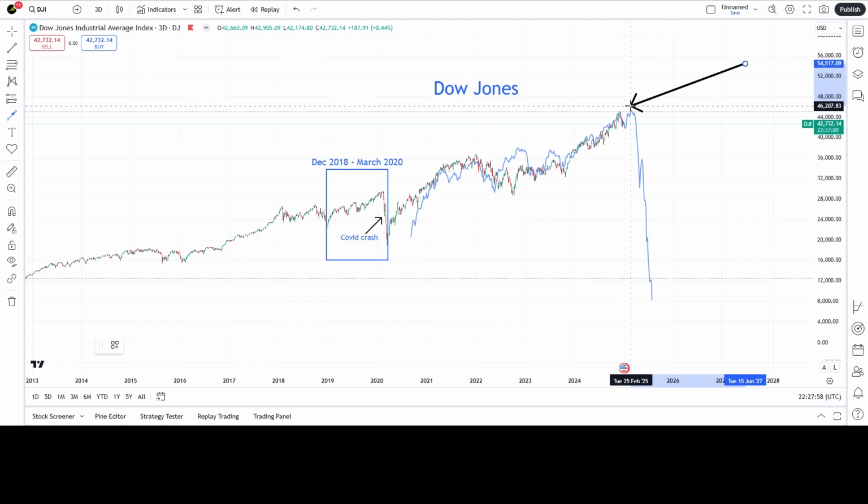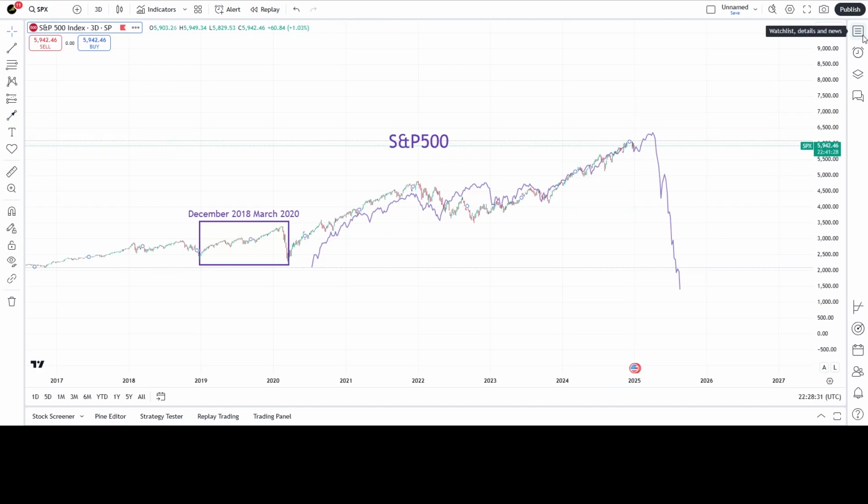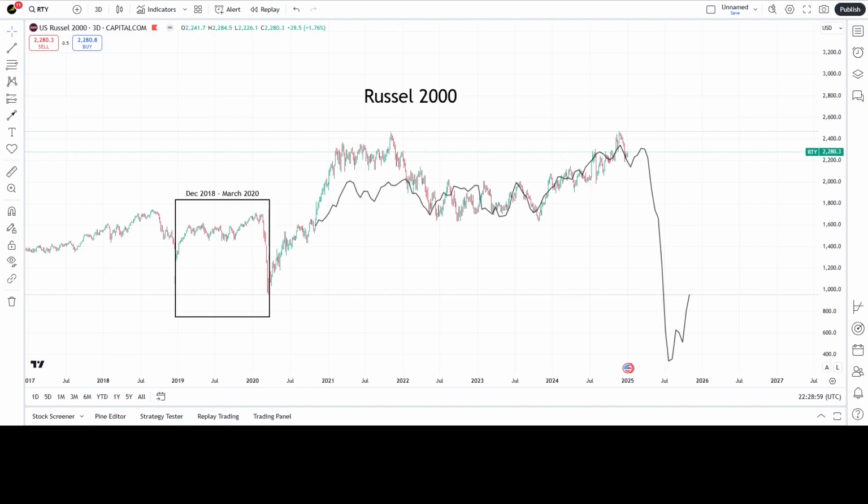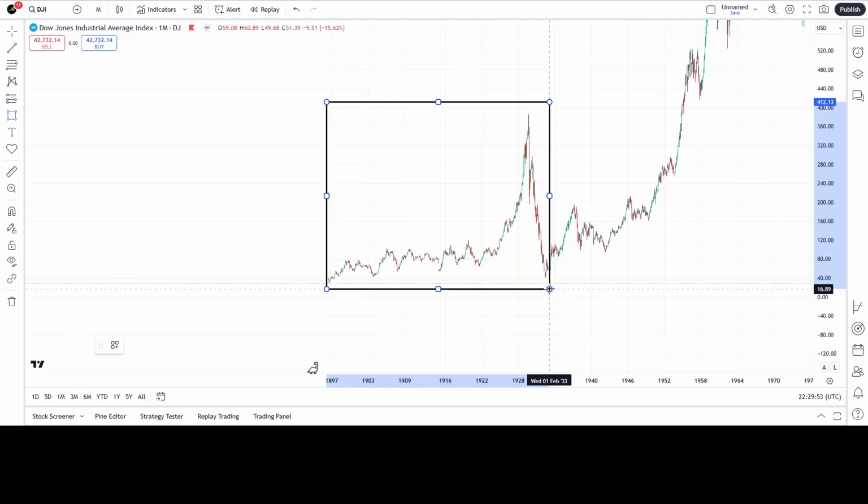The Dow Jones is not the only index printing this structure. The S&P 500 is doing the exact same thing. So is the NASDAQ. So is the Russell 2000. This is back to the Dow Jones, and this is the very beginning of the Dow Jones. So it starts in 1896.